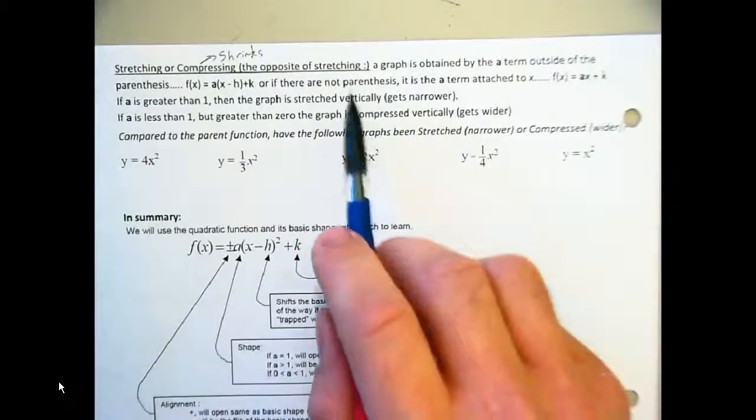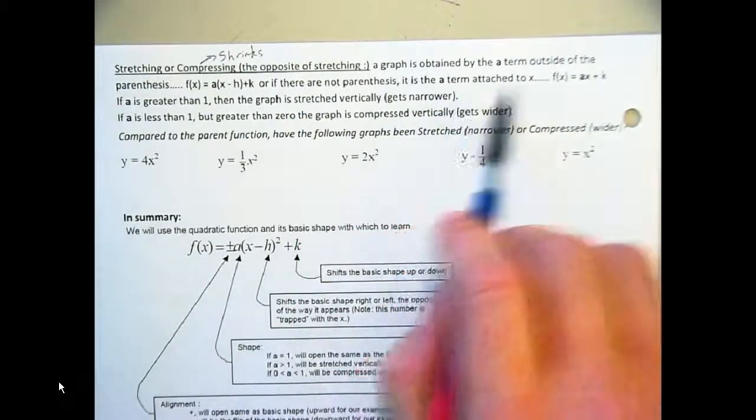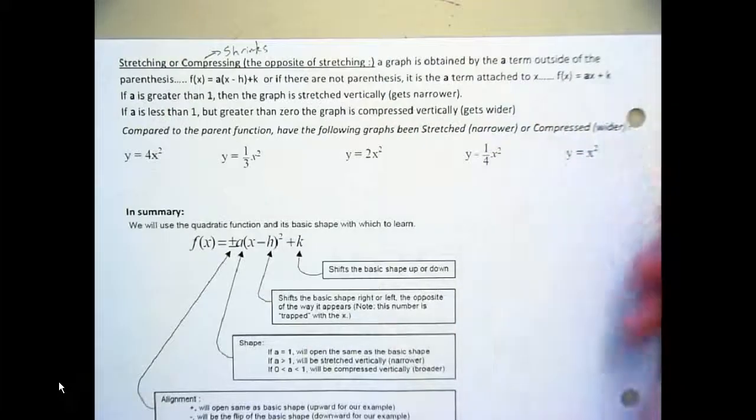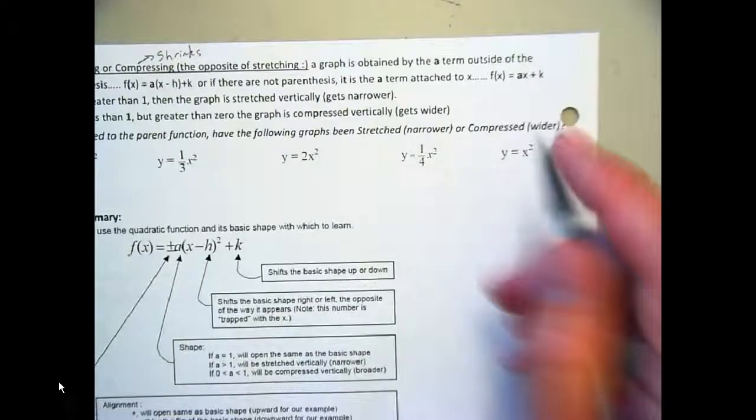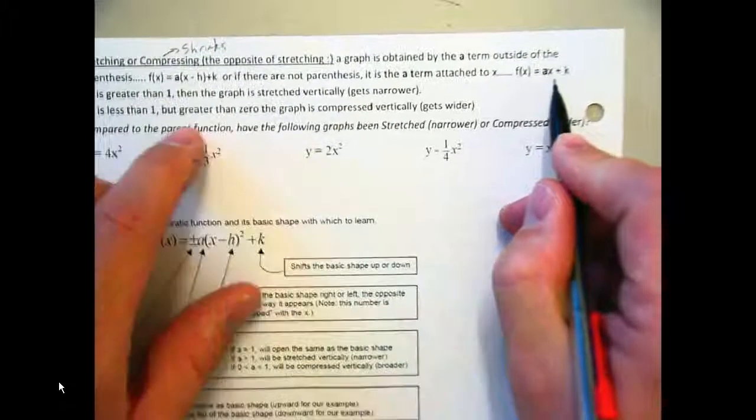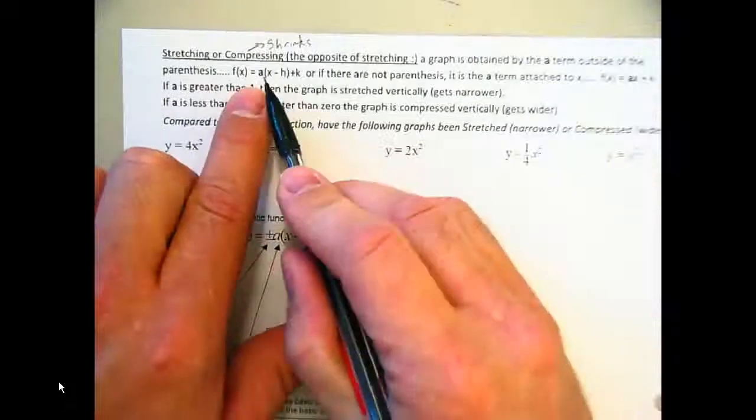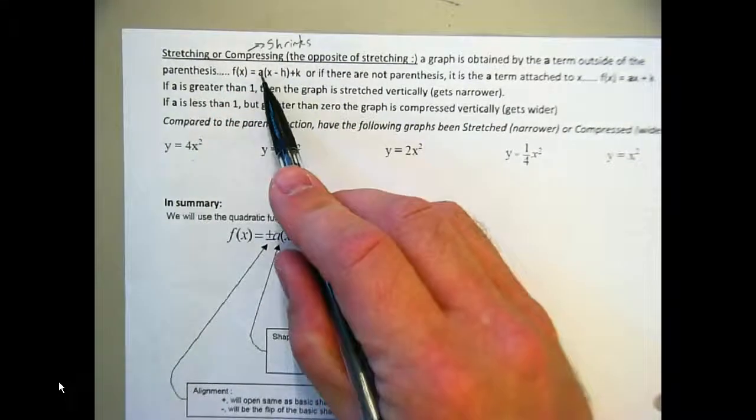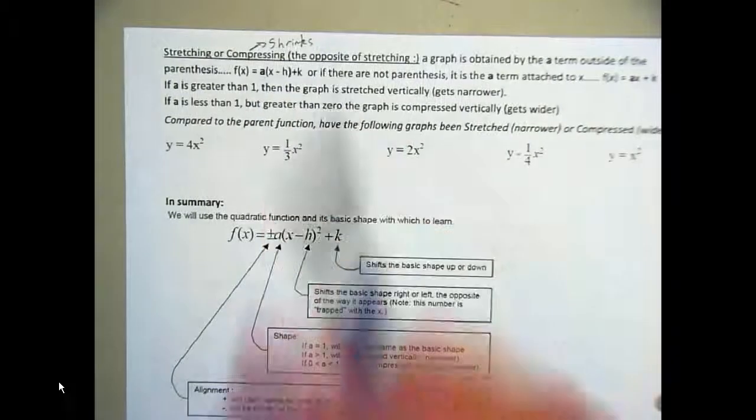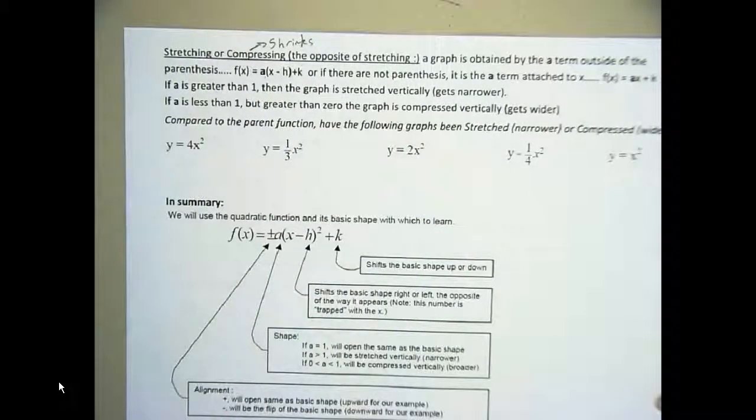If there are not parentheses, the A term is attached to the x, for instance in this format. So if there aren't parentheses, it's just attached to the x, and when there are parentheses, it has the x minus h. So your A is on the outside of the house. So is it affecting vertical or horizontal? Horizontal.